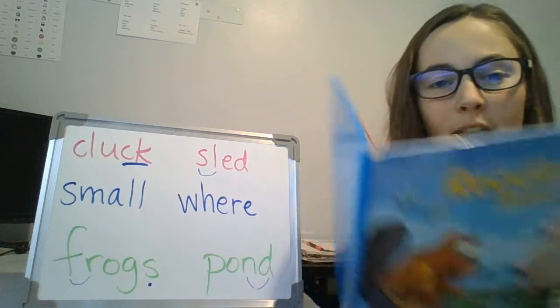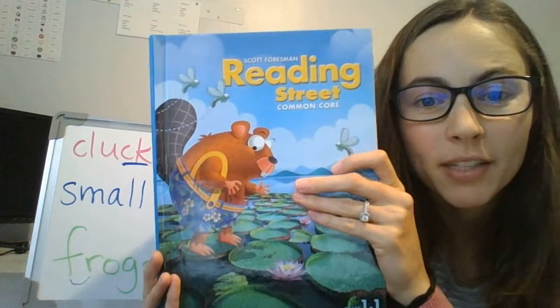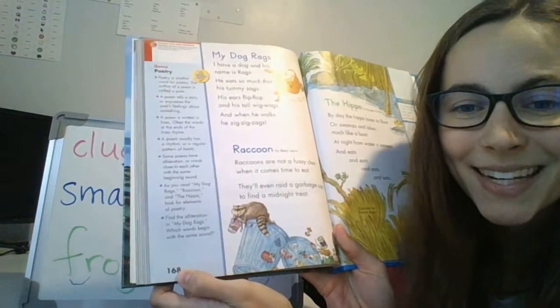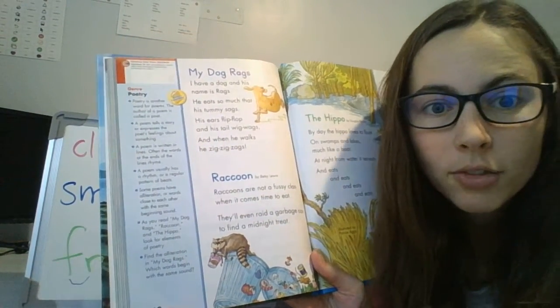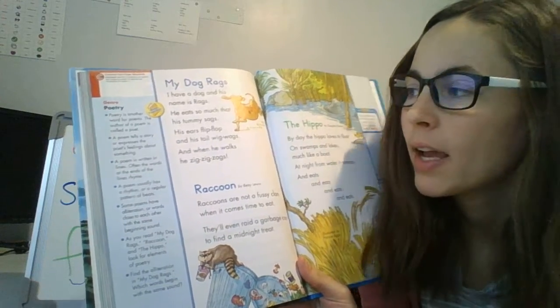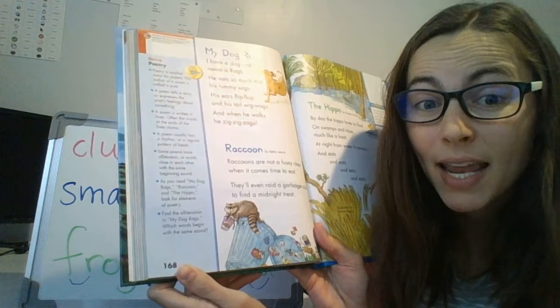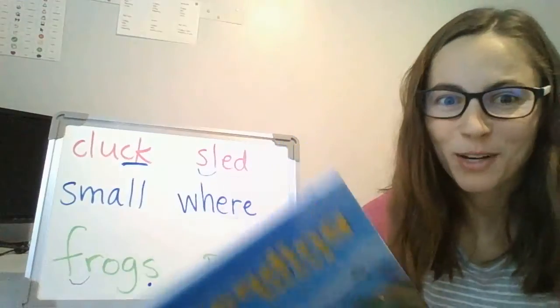Now, please get your blue reading book. Okay, pause me if you need to. Blue 1.1 reading book. I'm on page 168. Okay, so go ahead and pause me. Go grab it. Find your page 168. And then let's read together.